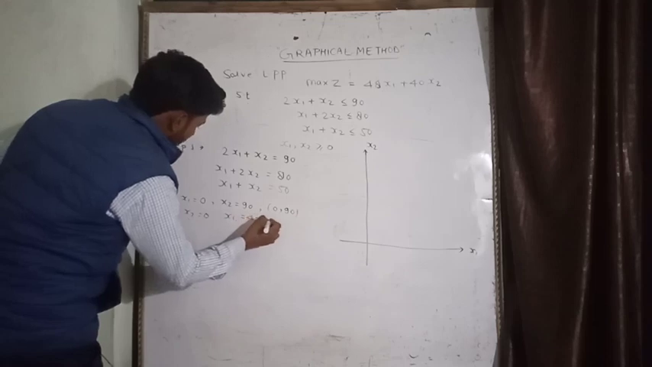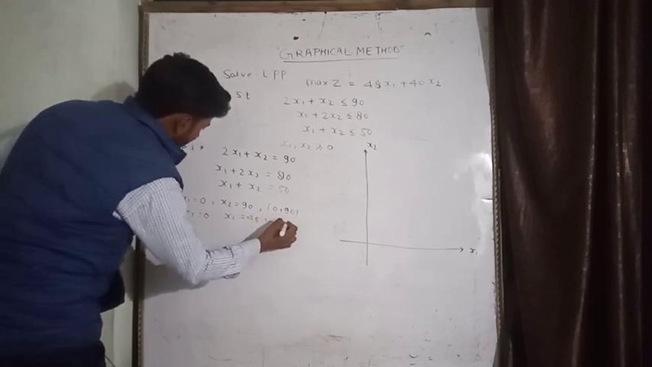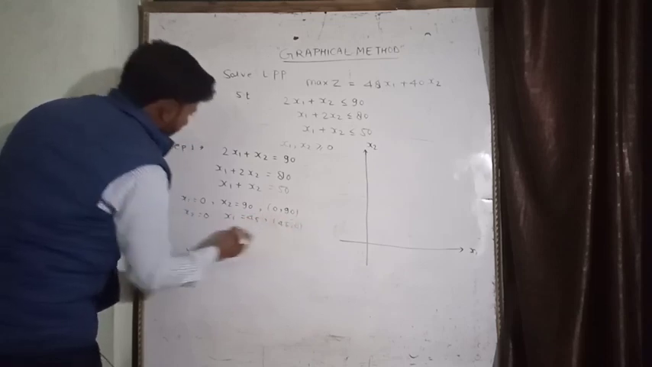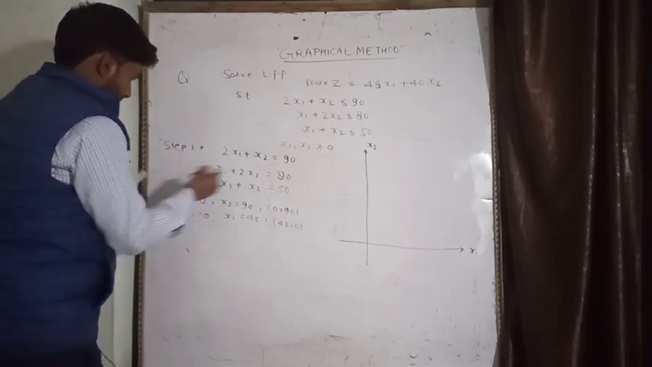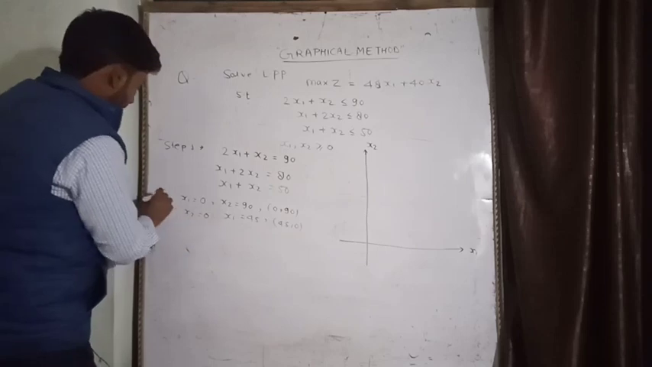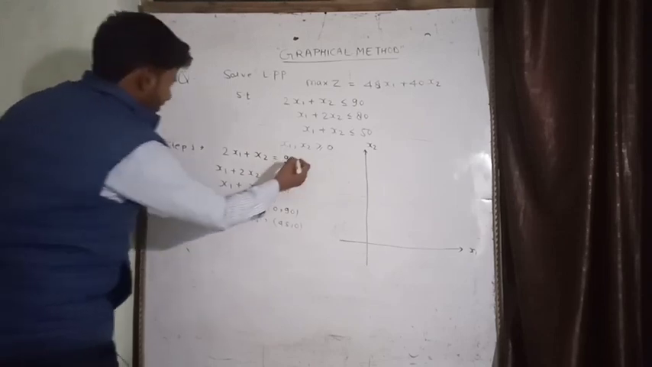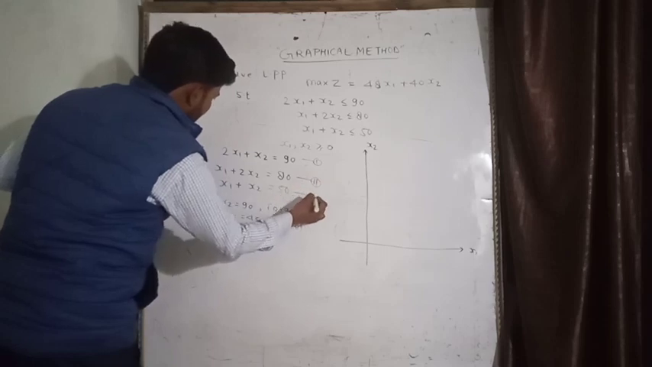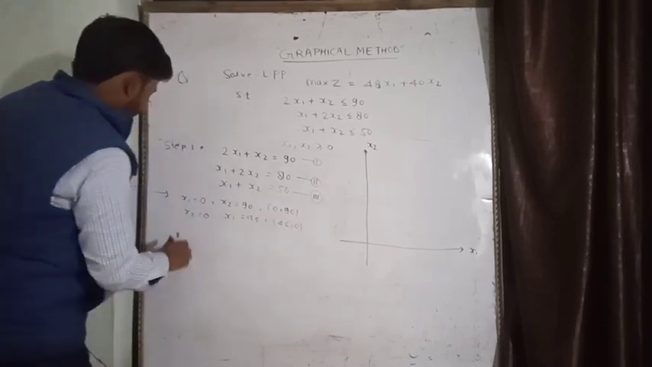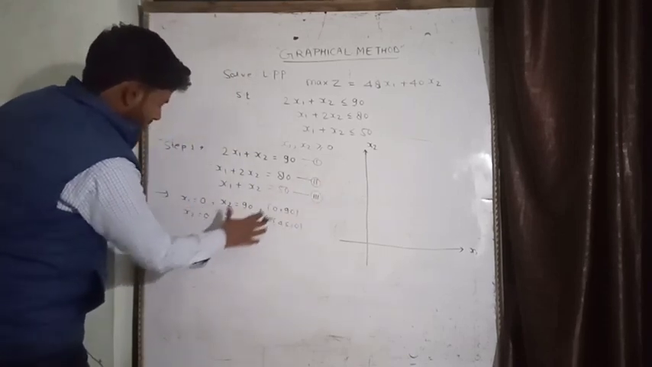So the point becomes 45, 0. Now, next is the third equation. This is equation first, this is equation second, and this is equation third.